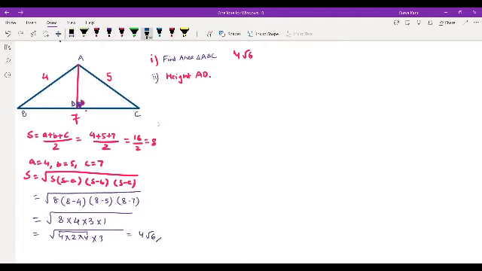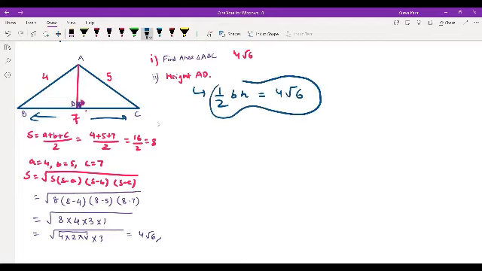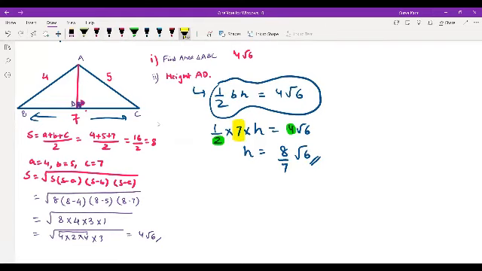Now to find the height, the base is 7, right? Area of a triangle is half into base into height. This is also a formula. The area of the triangle by a different formula is the same, 4 root 6. So half into 7 into height, which we don't know, equals 4 root 6. So H equals 8 by 7 root 6. How did I do it so fast? 4 twos are 8, divided by 7. That's all. Understood, Amit? The 7 will come down.